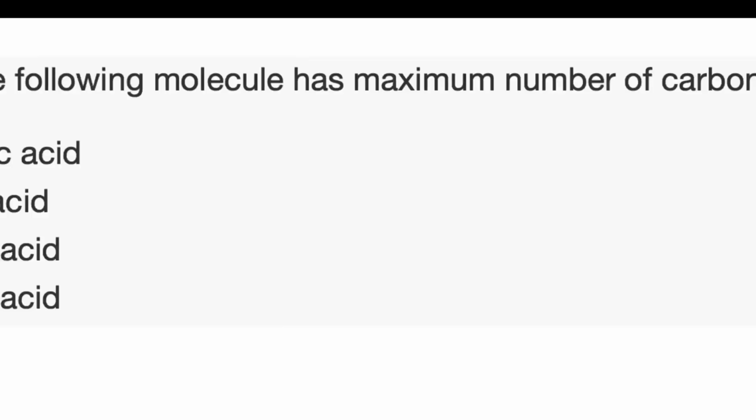Now let's look at the seventh question. Which of the following molecule has maximum number of carbons in their structure? Okay, now moving on to the fatty acid and lipids part. Which of the following molecule has maximum number of carbons in their structure? Option A, arachidic acid. Option B, stearic acid. Option C, palmitic acid. Option D, myristic acid.